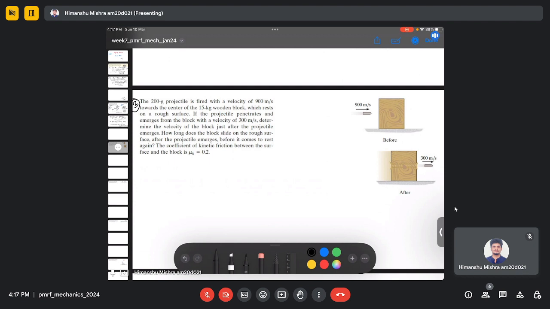So here a 200-gram projectile is fired with a velocity of 900 meter per second toward the center of a 15 kg wooden block, which rests on a rough surface. The projectile penetrates and emerges from the block with a velocity of 300 meter per second. Determine the velocity of the block just after the projectile emerges. How long does the block slide on the rough surface after the projectile emerges before it comes to rest again? We have been given the friction coefficient, which is 0.2.